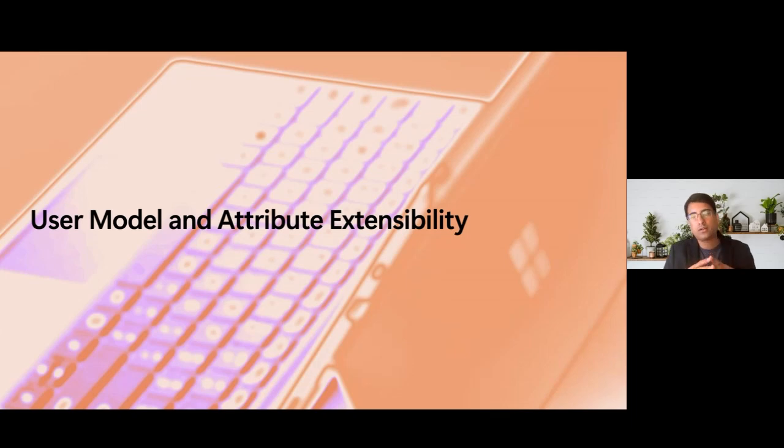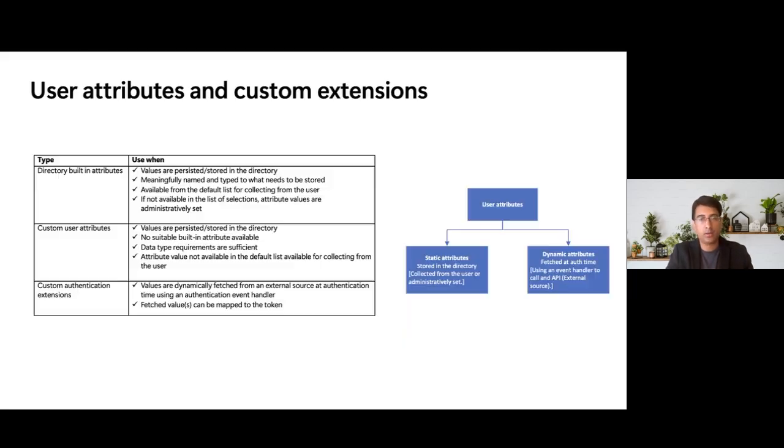Now with that, let's talk a little bit about the user model and the attribute extensibility side. This is something that practically most of the deployments will need. So you need to think about it carefully because there are multiple options on the table. And from a deployment standpoint, you should think about where and how you want to approach this. So first of all, what is it about?